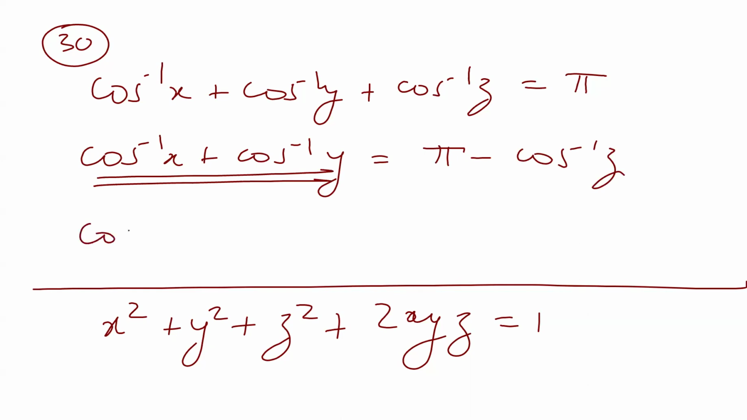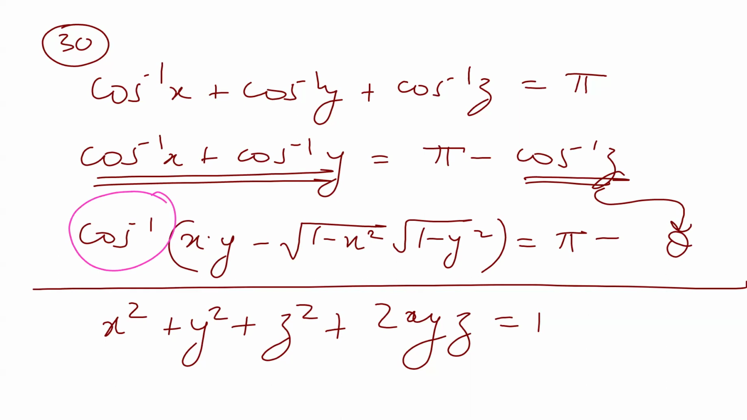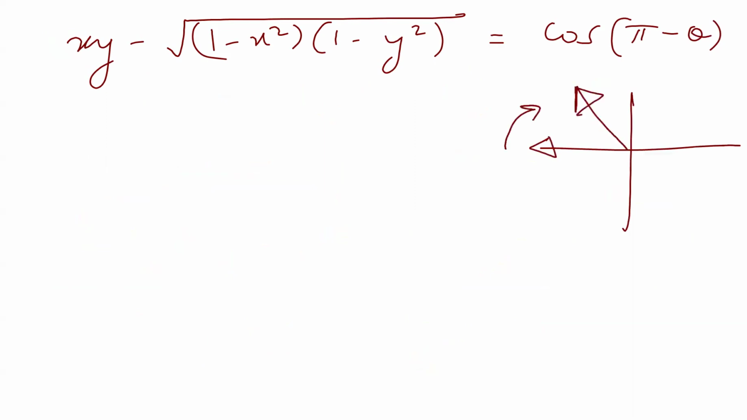Apply the formula over here. Cos inverse of x into y minus root of 1 minus x square, root of 1 minus y square is equal to pi minus this. I'm taking it as theta. Now do one thing. Take cos inverse on the other side. So xy minus root of 1 minus x square, 1 minus y square is equal to cos of pi minus theta. Now pi is 180, 180 is over here, minus is clockwise, so it's over here.